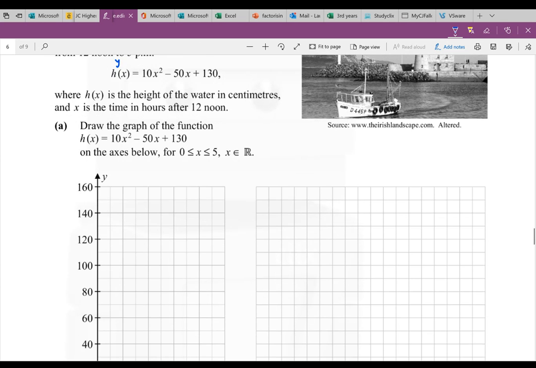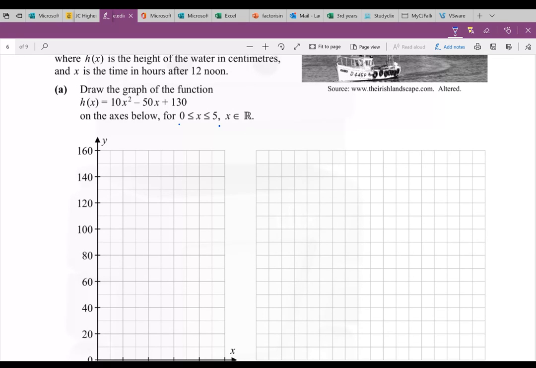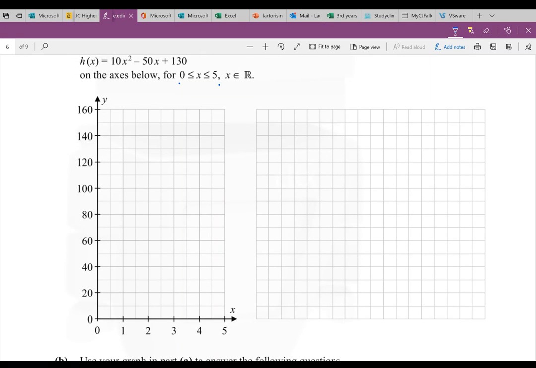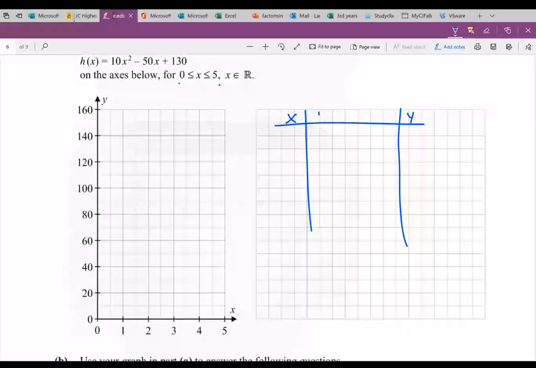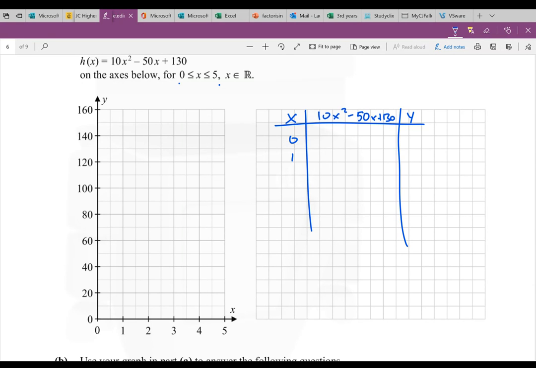Okay, so I want to draw the graph between 0 and 5. So the first thing we need is our table of values. I've got x and y, and in the middle I've got the function that I'm using: 10x squared minus 50x plus 130. And then I've got 0, 1, 2, 3, 4, and 5.